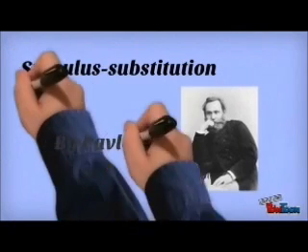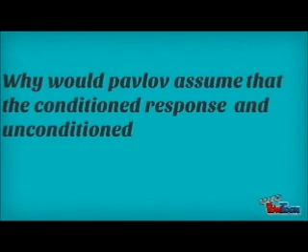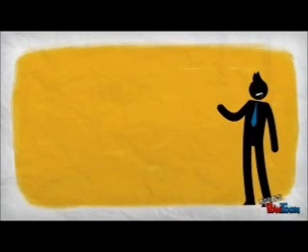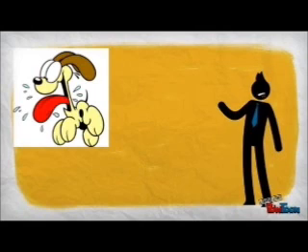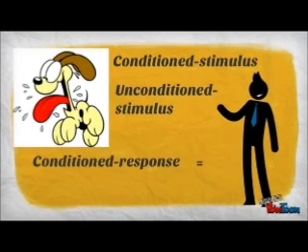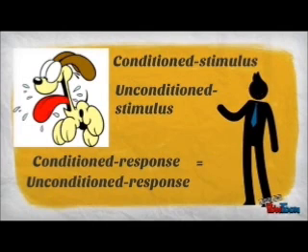Stimulus substitution theory by Pavlov. Pavlov suggested that as a result of conditioning, the conditioned stimulus becomes able to elicit the same response as the unconditioned stimulus. Why would Pavlov assume that the conditioned response and unconditioned response were the same response? Pavlov was observing the same digestive response, for example, saliva and gastric juice, as both the conditional response and unconditional response. The fact that both the conditional stimulus and unconditional stimulus elicit similar responses logically leads to the conclusion that the conditional response and unconditional response are the same.